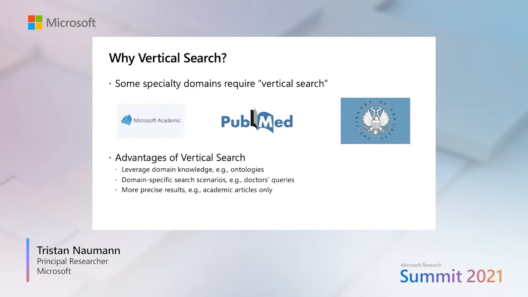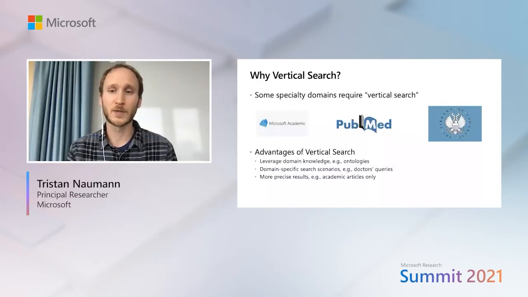Vertical search refers to search across a specific subset of content or within a specialty domain. These vertical search scenarios arise frequently, and we may be familiar with them from our daily lives for activities such as shopping, booking travel, or finding reviews of our favorite restaurant. But many specialty domains require vertical search, whether that's because users want to restrict their results to a specific type of information or because of the way we can tailor tools to facilitate these search scenarios.